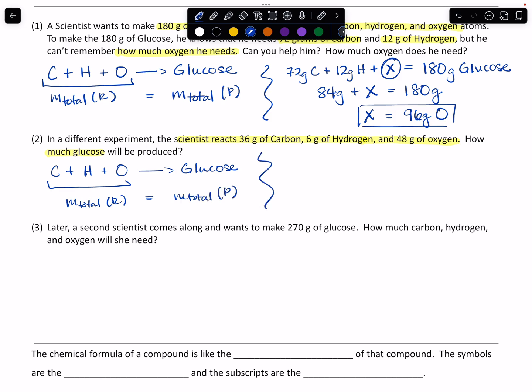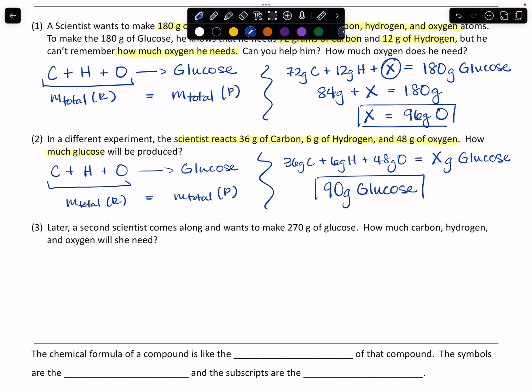All right, so we plug things in. We have 36 grams of carbon, 6 grams of hydrogen, 48 grams of oxygen. If we add those up, we should calculate the grams of glucose. So we add everything together, and apparently we're going to make 90 grams of glucose from this starting material. We're not going to make any more because we don't have the mass to do that, and we're not going to make any less because we can't just destroy mass. It's got to be there somewhere.